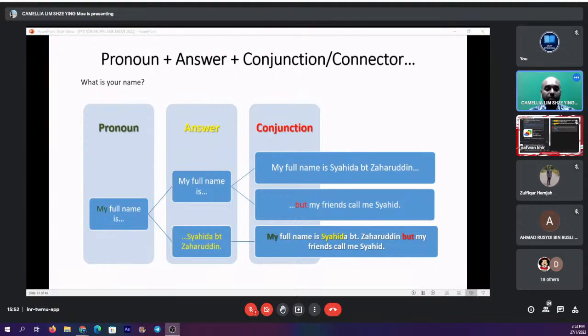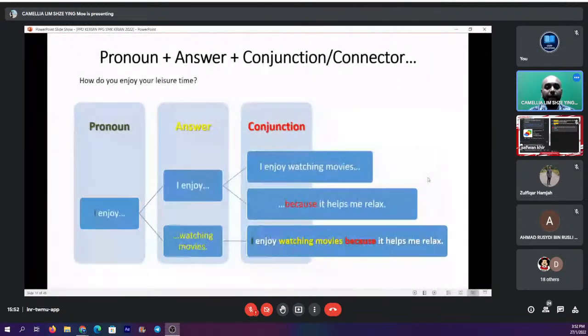Okay. So this is not set in stone, teachers. Okay, the students are allowed to be creative, to play around with this PAC. The point is we want them to elaborate on their answers, not just give short one-word responses. Okay? So we can see here from them, what is your name? Is "my full name is so and so, Binti so and so, but my friends call me whatever nickname it is." Okay, teachers, I hope you're with me so far.